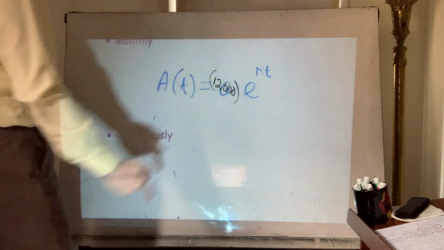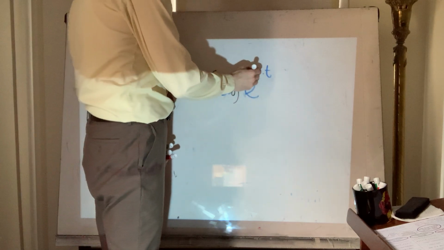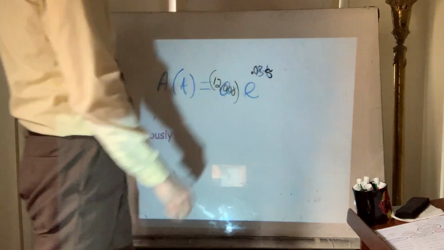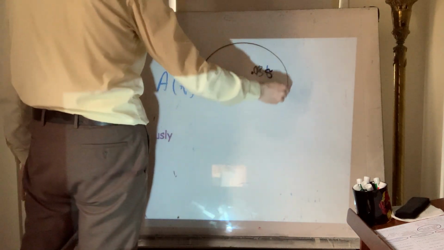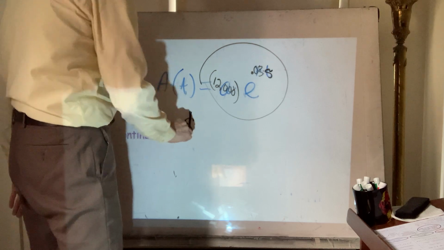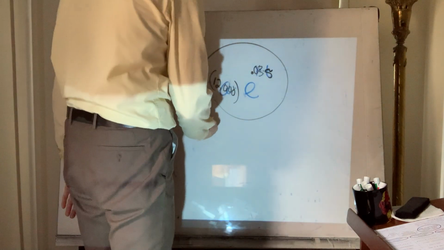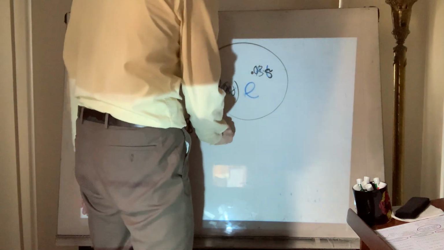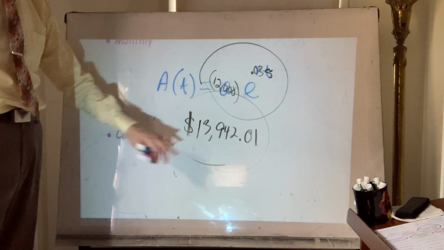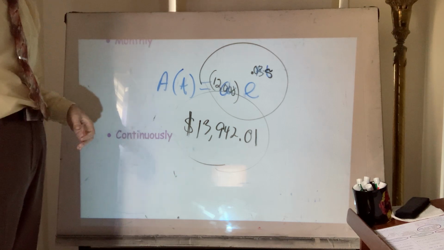12,000 would still go there. The percentage would still be 0.03 as a decimal, and the time would still be 5. So if you plug this into your calculator, very carefully, of course, or you follow the order of operations by hand, which is also respectable, what you would get for a continuously compounded investment would be something like $13,942.01. So ever increasingly, it is to one's advantage to compound interest. Just realize it's a different formula.